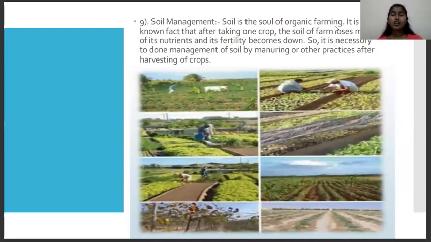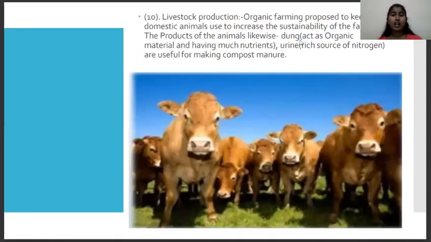Ninth one, soil management. Soil is the soul of organic farming. It is a known fact that after taking one crop, the soil of the farm loses its manure and the nutrients present in the manure, and its fertility also goes down. So it is necessary to manage the soil by manuring or other practices after harvesting of crops. Tenth one, livestock production. Organic farming proposes keeping domestic animals to increase the sustainability of the farming. The products of the animals, like dung, act as an organic material having much more nutrients, which is useful for plant growth. Urine, which is a rich source of nitrogen, is useful for making compost manure.